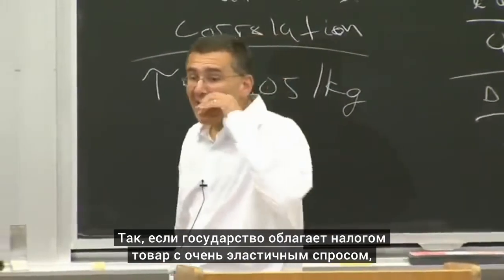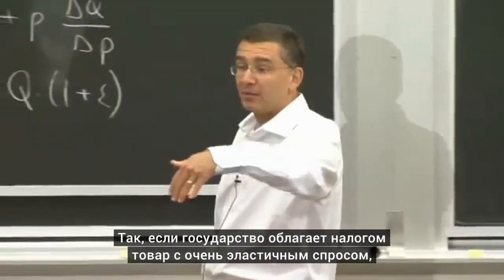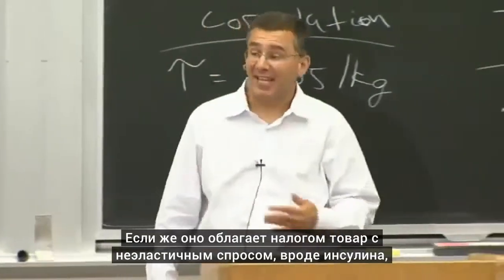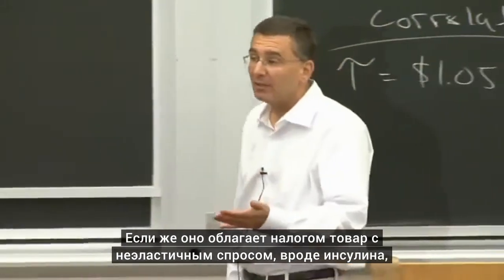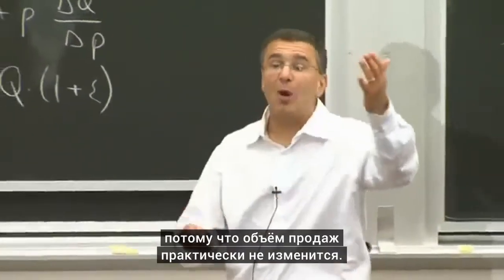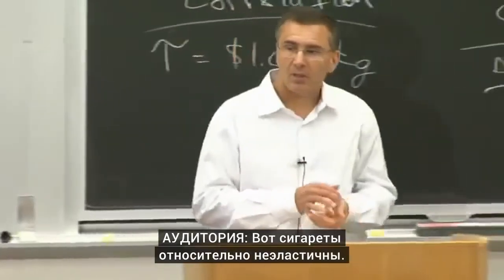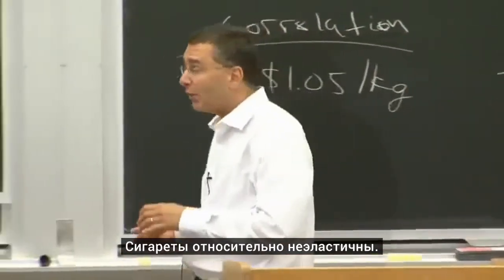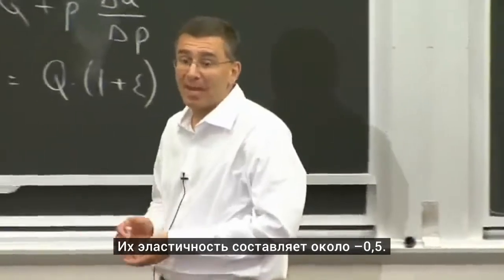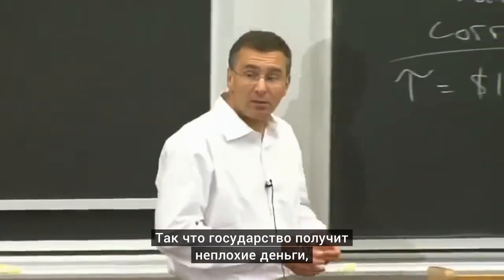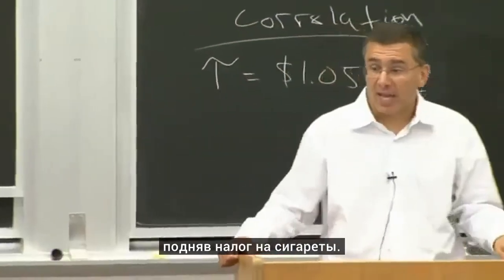So if the government taxes very elastically demanded goods, it's going to raise less money. If it taxes inelastically demanded goods like insulin, it's going to raise more money because the quantity doesn't change. So, yeah? Cigarettes are relatively inelastic. Cigarettes are, yes, exactly. The elasticity is around minus 0.5. So the government will actually raise money by raising the cigarette tax.